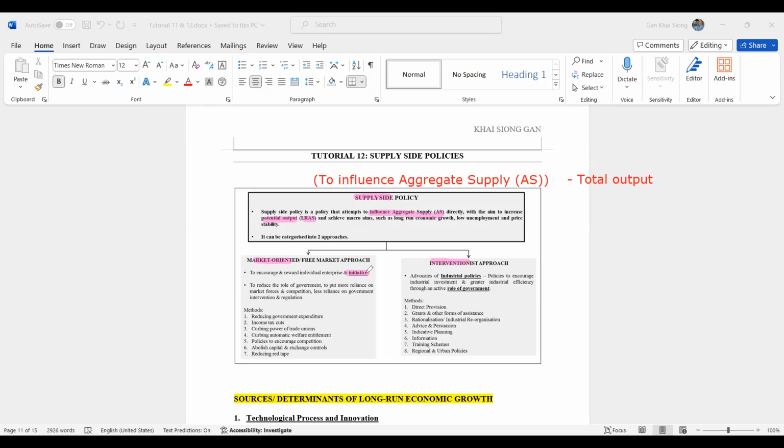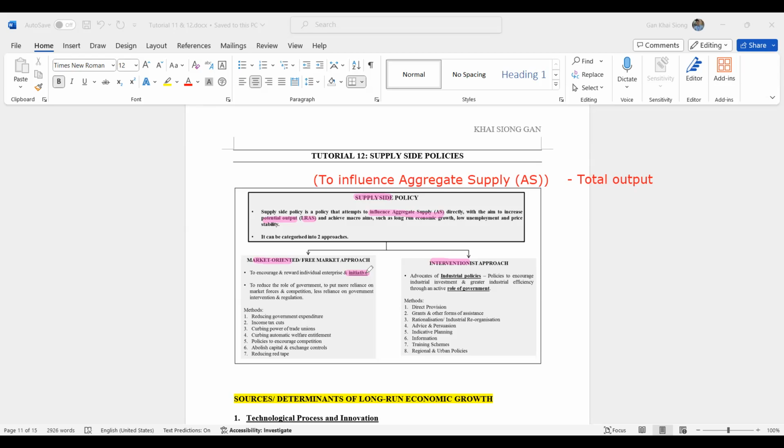So the left-hand side here, market-oriented approach, refers to the initiative to increase the incentive of people to produce more outputs, for example. What are the methods that we have here? Cutting income tax, reducing government expenditure, reducing the power of trade unions. We wouldn't want the trade union to be too strong, to the extent where they can threaten the employers to ask for higher wages, and if they do not pay higher wages, they will just stop the production. So we wouldn't want the trade union to be too powerful.